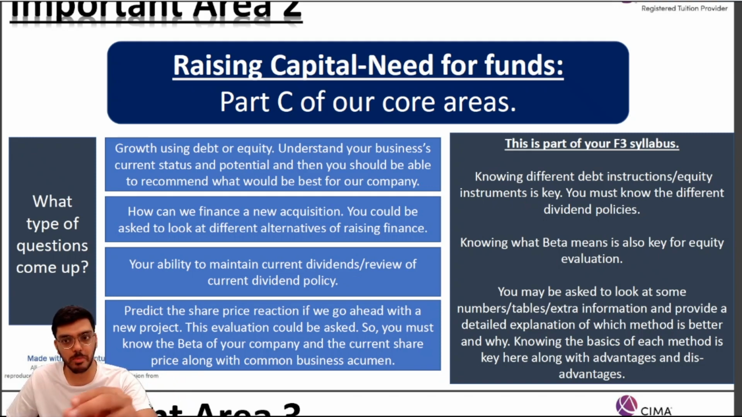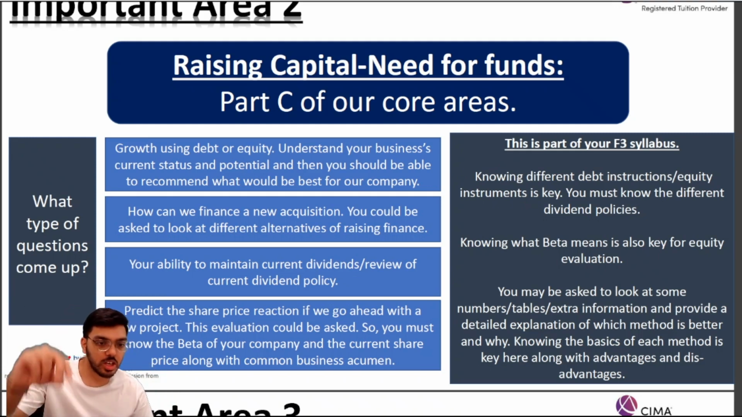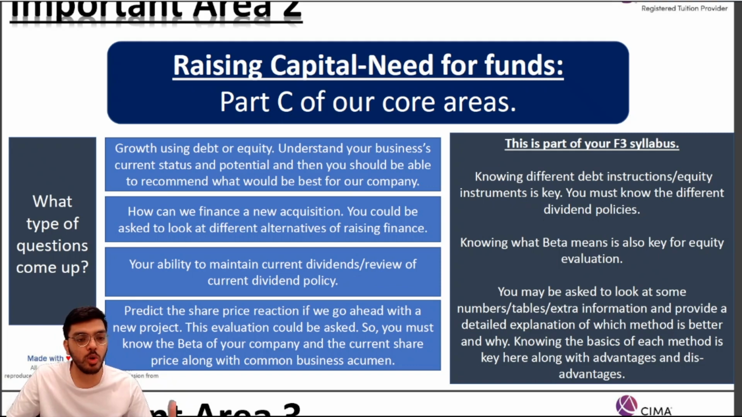They'll tell you your share price is this. What will happen if you invest in a new project? What will happen if you start a new division? So you must know the beta of your company, the beta factor I'm speaking about, and the current share price, along with common business acumen. So all of this is part of your F3 syllabus.